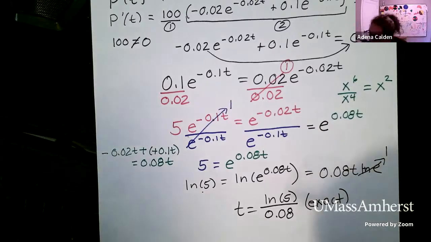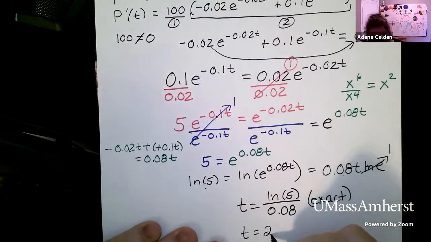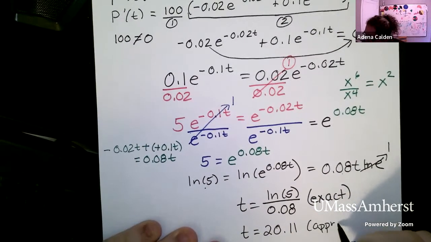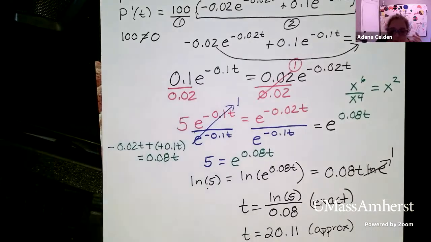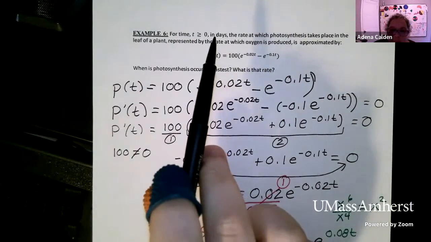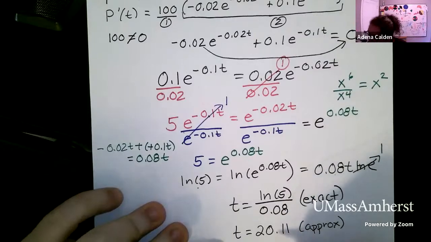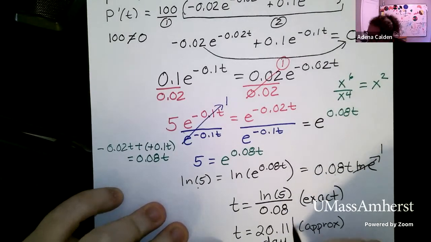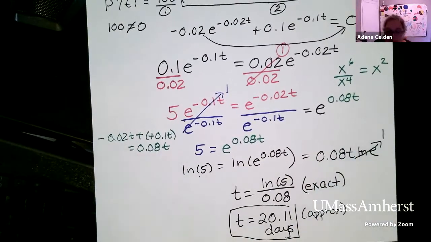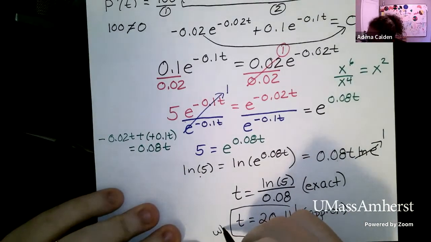If we were to convert this into a decimal approximation, we would plug this into the calculator and we would get 20.11. So this is our decimal approximation. So what does this mean? So t was time and time was in days. So that means that the maximum rate happens after 20.11 days, okay? Days, 20.11 days is when this happens. So this is the answer to the question when.